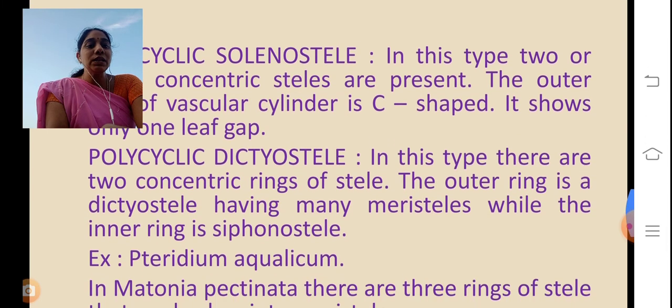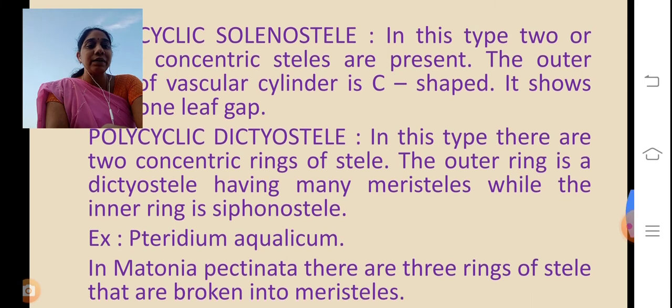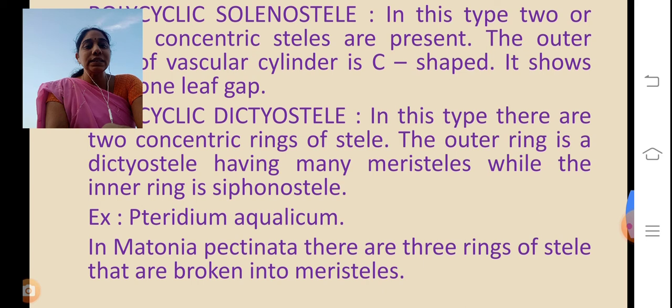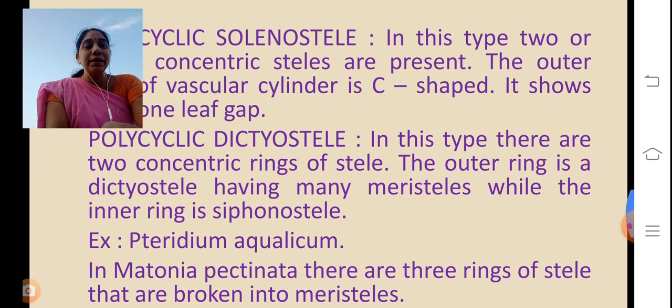Another one is polycyclic dictyostele. In this type, there are two concentric rings of stele. The outer ring is a dictyostele having many meristeles, while the inner ring is siphonostele. So, siphonostele means xylem is present, on outer side phloem is present, and there is a central pith. But here, outer ring is broken into meristeles because of the presence of the leaf gaps in outer rings.